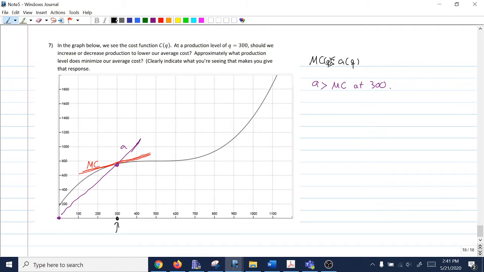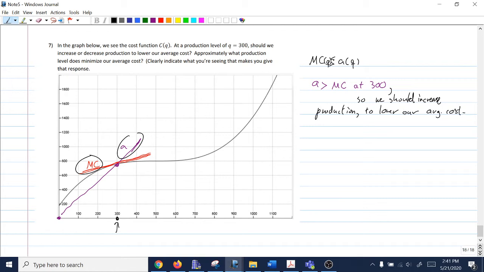Average cost is bigger than marginal cost at 300, so the next thing I make, this is how much it costs to make one more, is cheaper than the average one. The next one I make will be cheaper than average. Making it will bring down the average, and we want to bring down the average. So we should increase production to lower our average cost. There's not supposed to be a comma there. But I wanted to get rid of the period.